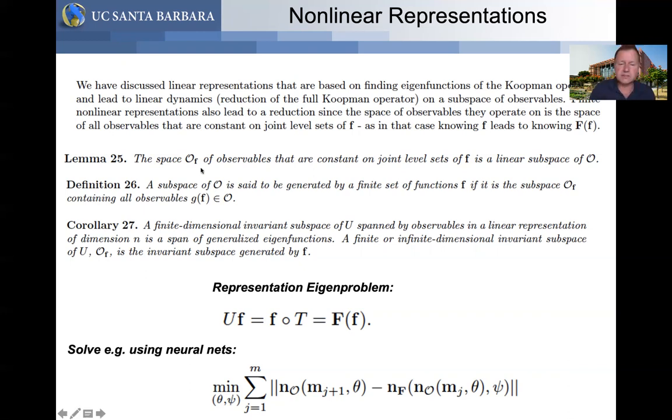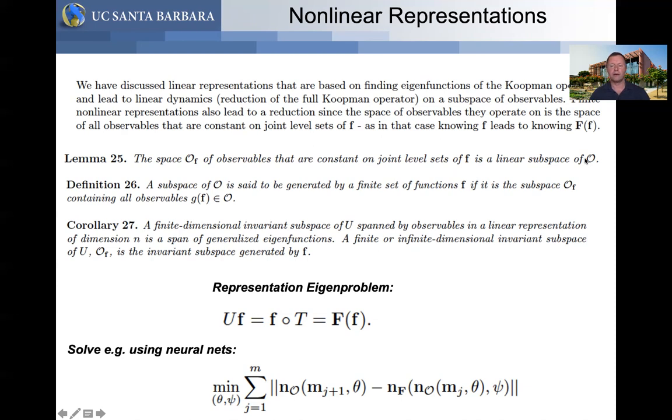So the space of observables that are constant on joint level sets of F turns out to be a linear subspace of O. So we pick a set of observables O, F, and then we construct the space of observables that are constant on joint level sets of F. And that is a linear subspace.